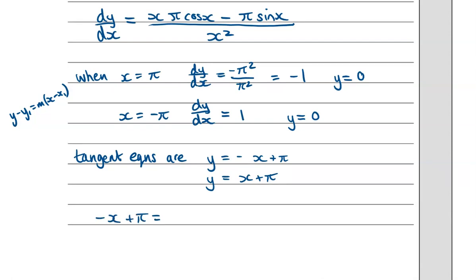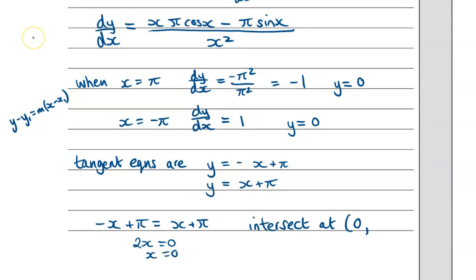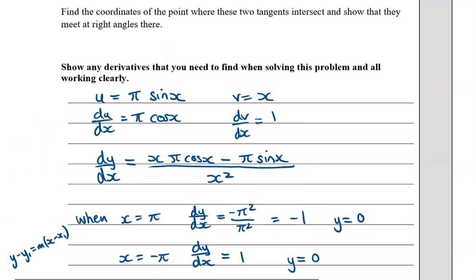So set them equal to each other. We get 2x equals 0 or x equals 0. So they intersect at x equals 0, and then putting the 0 back into one of the y equations, we'll see that y would be equal to pi. Now we've done quite a bit of work so far.